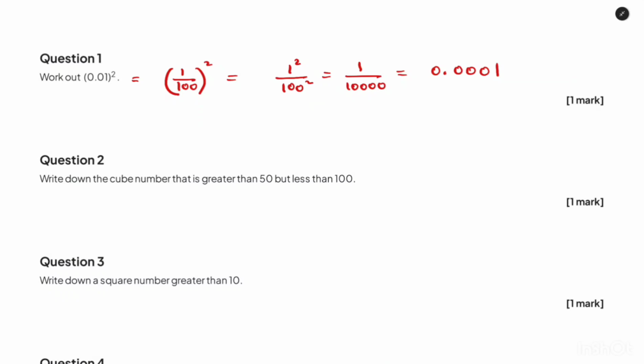Then comes the second question. Write down the cube number that is greater than 50 but less than 100. So let me give you the list of cube numbers. 1 cubed is 1, 2 cubed is 8, 3 cubed is 27, 4 cubed is 64, 5 cubed is 125, and so on. But the cube number between 50 and 100 is only 64. So your answer is 64.